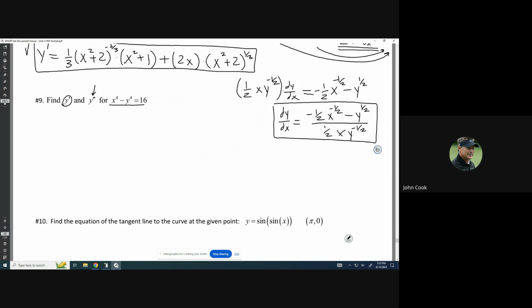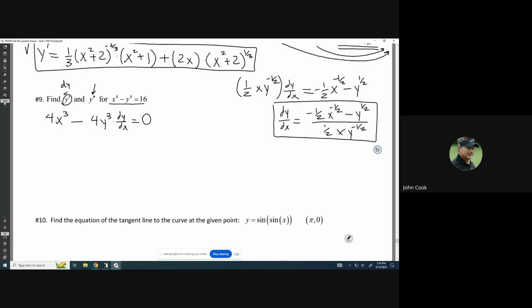So x to the 4th power, if I do the derivative of that thing, that's the same as saying 4x to the 3rd. And then the derivative of y to the 4th is going to be 4y to the 3rd. But since I took the derivative of the y part, I've got to write dy/dx over here. And then if I take the derivative of 16, that's just 0. And my goal is to get dy/dx by itself to get that first derivative, dy/dx.